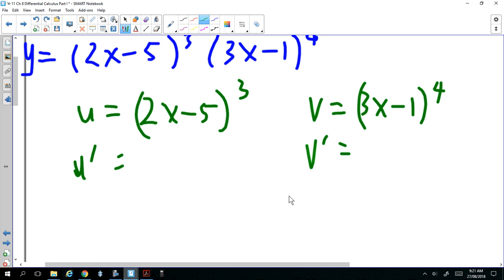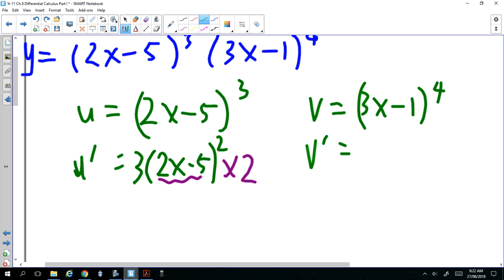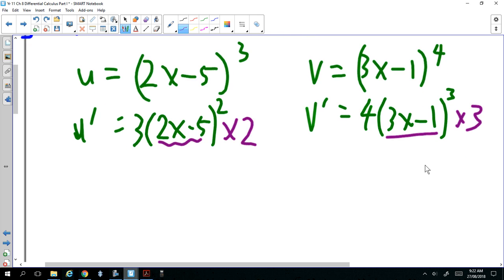I want you to have a try. Christina, how about you give me the first one, U dash? To the power of 2, and then what else do you have to do? Times 2. Very good. Ruby, can you give me the second one? Power 3, and then times 3. Excellent, we all got it. Let's clean this up a little bit. So you get 6(2x minus 5) squared, 12(3x minus 1) cubed. Oops, I made a mistake. That should be 12.